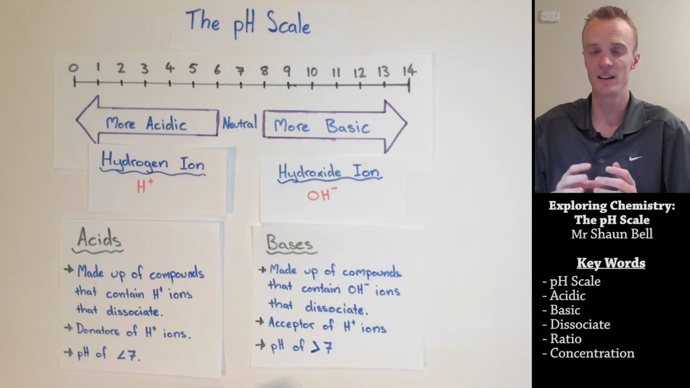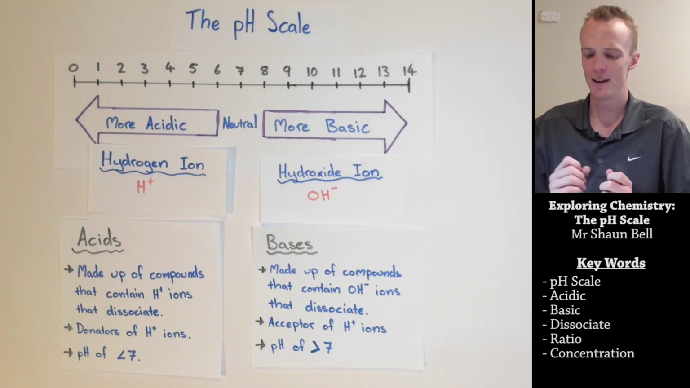where bases, on the other hand, are made up of compounds that when they dissociate or break apart, they contain more hydroxide ions than they do hydrogen ions. And we consider bases to be acceptors of hydrogen ions. But once again, I'll talk about that in a future video. All bases, when it comes to the pH scale, have a pH that's greater than 7.